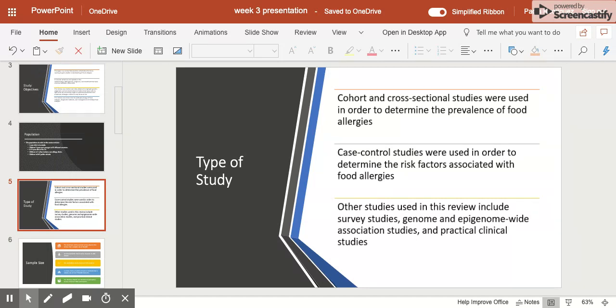The types of studies you'll see here are cohort and cross-sectional studies that were used in order to determine the prevalence of food allergies, case control studies that were used in order to determine the risk factors associated with food allergies, and a variety of other studies, including survey studies, genome and epigenome-wide association studies, and practical clinical studies. These were used throughout in order to determine diagnostic methods, treatment methods, as well as the relationship of genetics and epigenetics to food allergies.